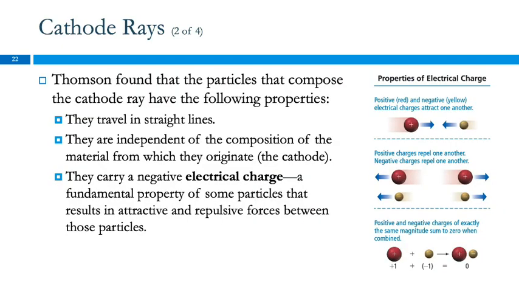So Thomson studied these rays and found that the particles had some interesting properties. The particles traveled in straight lines, and they were independent of the composition of the material from which they originated, the metal composing the cathode. You could make the cathode out of different metals, and the cathode rays would be the same. Didn't matter what the metal was. He also found that they carried a negative electrical charge.